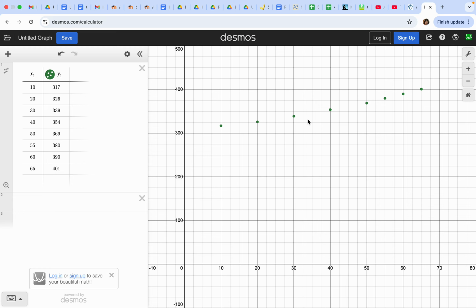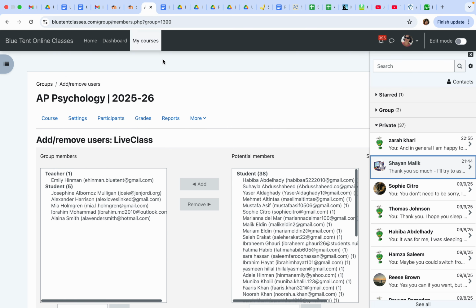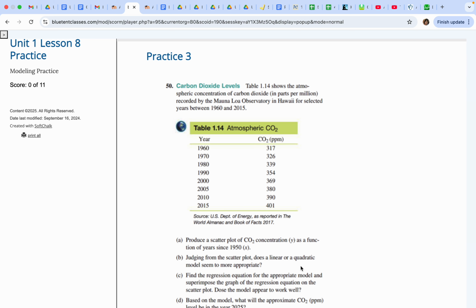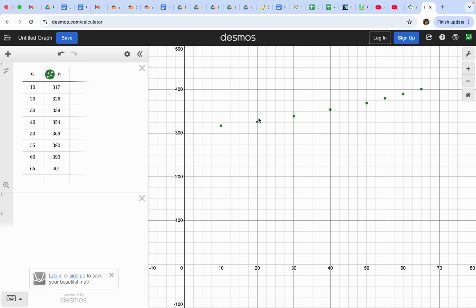Now the question asks us, does it seem linear or quadratic? It's kind of hard to tell, because although it's not too far off a line, it does seem like maybe it's bending this way. I'm going to show you how you can find out what's better, linear or quadratic. It kind of looks like it could be either.